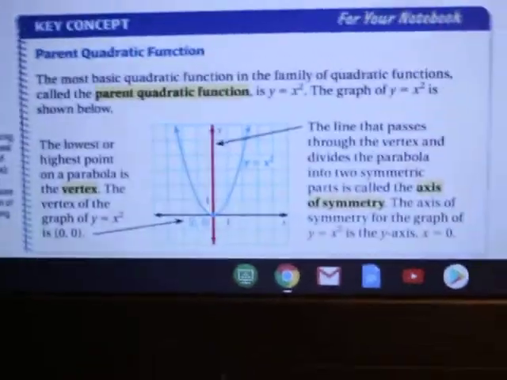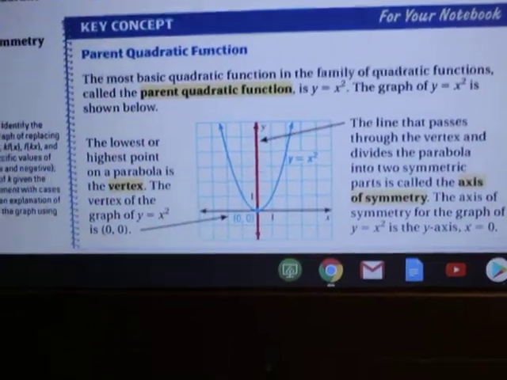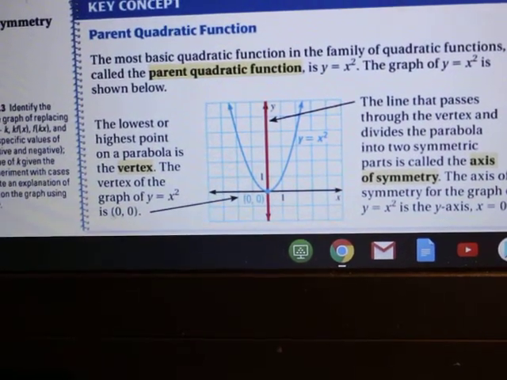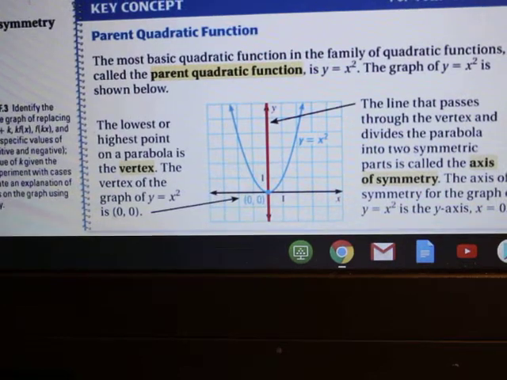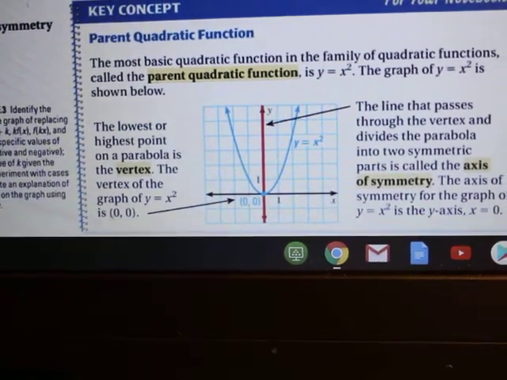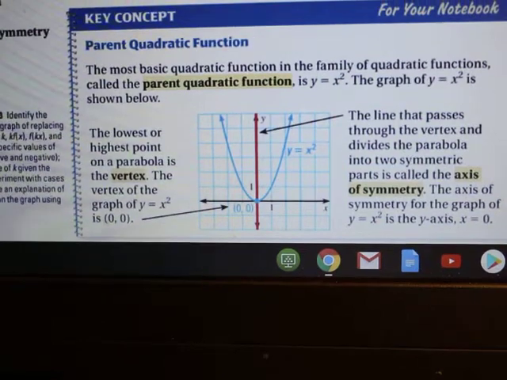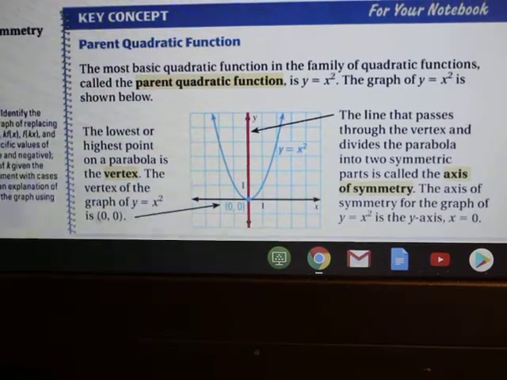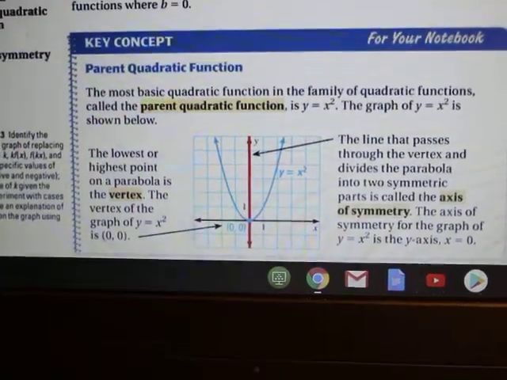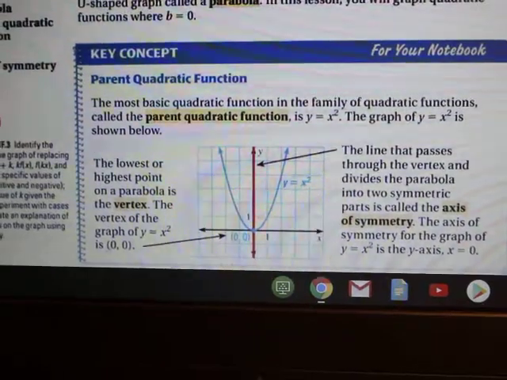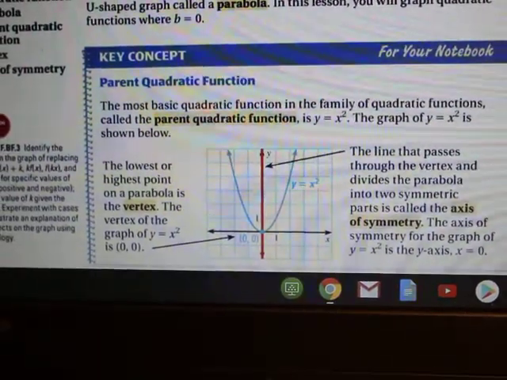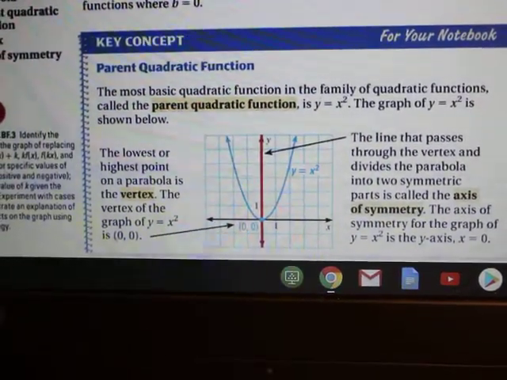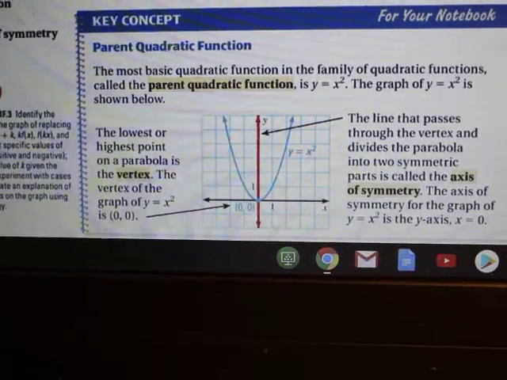So the parent graph is y equals x squared. You'll notice that the vertex of the parent graph is 0, 0, which is the origin. The vertex is the highest or lowest point of a parabola or U-shaped graph. And the axis of symmetry is the vertical line that goes right down the middle and splits the parabola into two curved pieces, so that when you fold one piece over onto the other, it will fold evenly. The axis of symmetry for every graph we're going to be doing in this lesson is the y-axis.